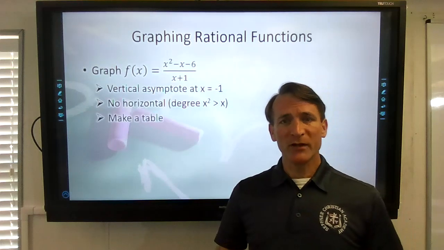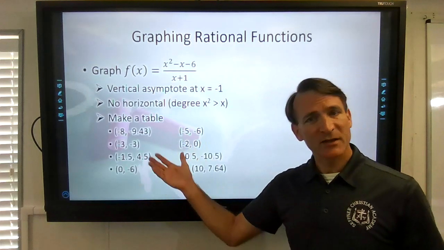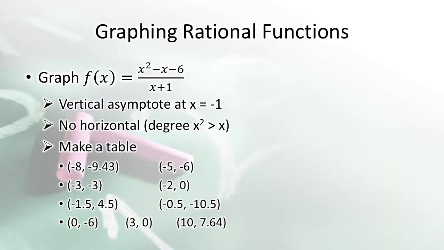So using points, if I make a table, or in my case, I'm just choosing points for x and coming up with a corresponding value of y, I get -8, -9.43. When I plug in a -5 for my x, I get -6 for my y. -3 for x gives me -3 for y. -2 for x gives me 0 for y, and so on. You can see the rest of those numbers.